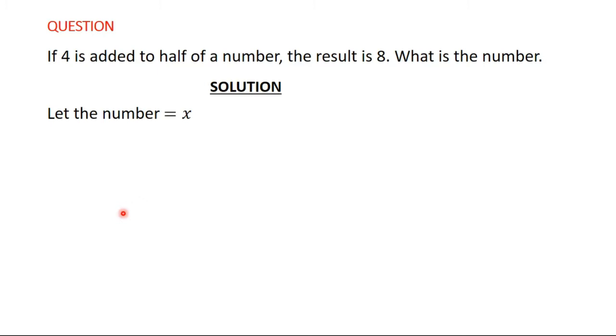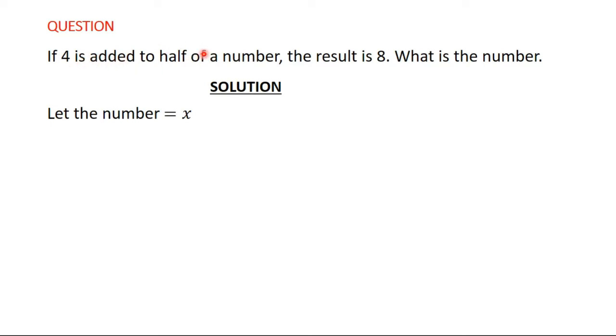Let's move on. The next point was that we have to use the information and the letter that we've chosen, which is x, to form a linear equation. So that is what we are going to do. Now we have, let the number be x. Let's read the information again. If 4 is added to half of a number, so you are going to consider the first part.